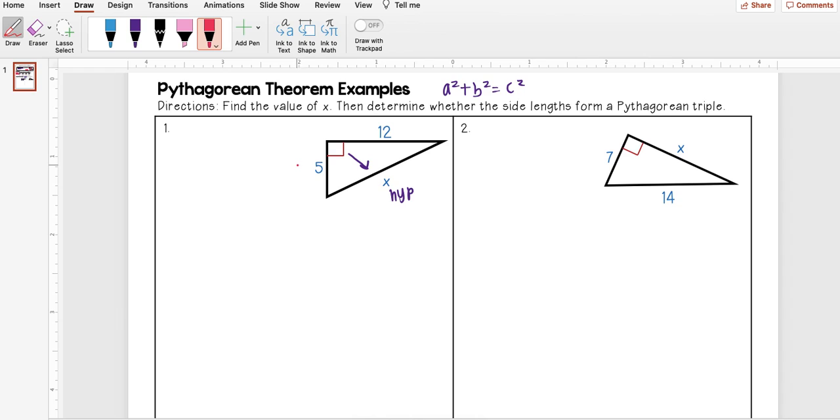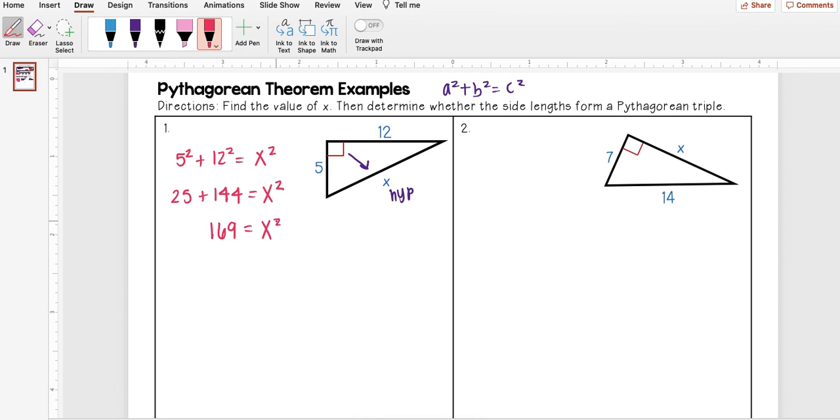And so I know that my lengths squared added together is equal to my hypotenuse, so that means that this is going to be 5 squared plus 12 squared is equal to x squared. Well, 5 squared, I just get 25. 12 squared, that's 12 times 12, which is 144. 25 plus 144, I get 169.